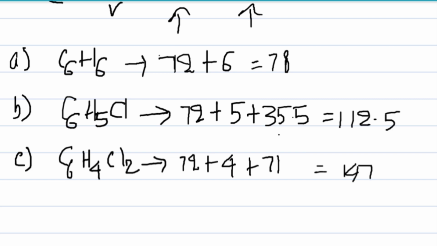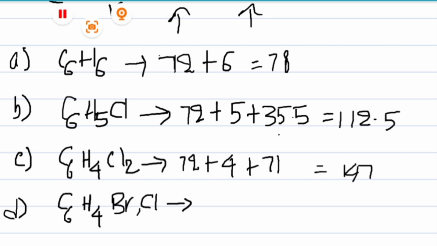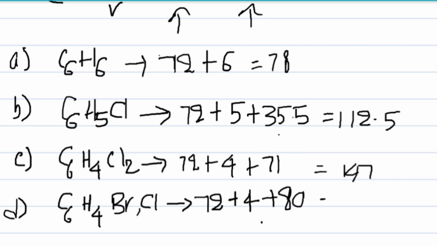Next, option D is given: C6H4 with one bromine and another one chlorine. So 6 carbons is 72, 4 hydrogens is 4, and 1 bromine weighs nearly 80. So totally 72 plus 4 is 76, and 76 plus 80 is 156.